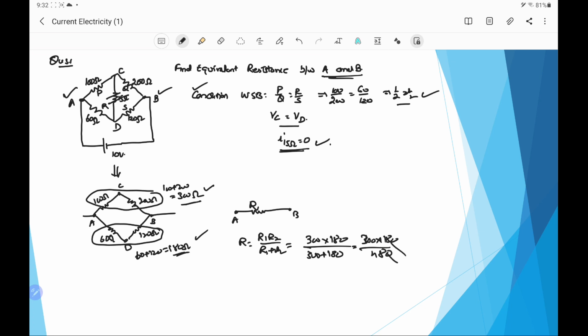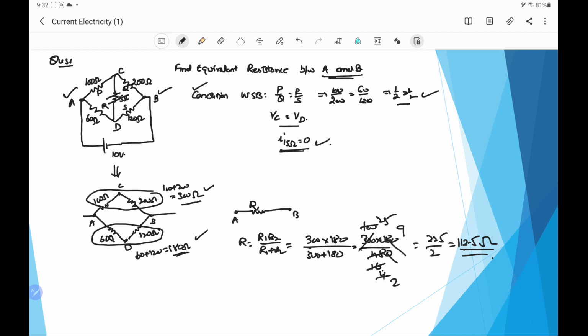So it is equal to 300 into 180 by 480. We try to cancel out. It is 100, 16, and this is 25. This is 2. This is 9. 225 by 2. That means it is 112.50 ohm.